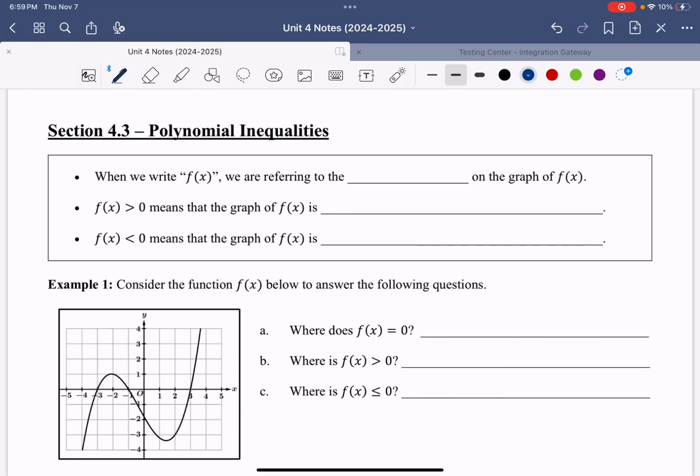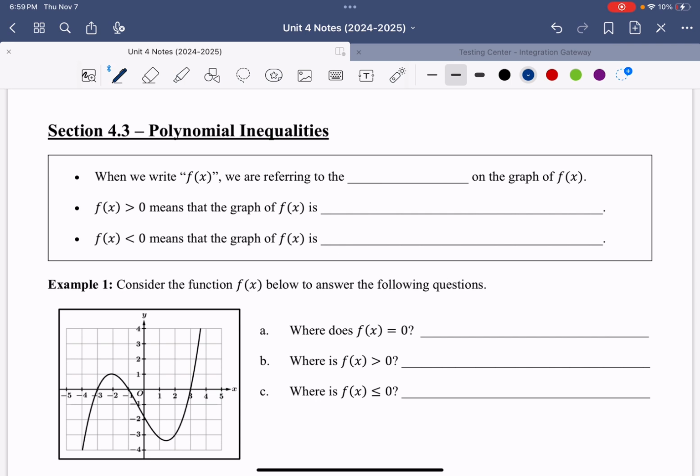Hey everyone, in this video we will discuss section 4.3, which is about polynomial inequalities. This will continue working on our understanding of polynomial graphs, but it's also going to provide us with an analytical way to consider the graph. This video is also going to go over a process that we're going to use quite a bit in our calculus work next year, so it's really important that we learn it now and we learn it well.